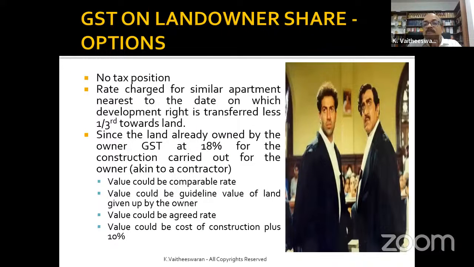So if you go by the notification 4/18 and 6/19 and say that, look, I want to go by what is there in the notifications, then your only choice would be a comparable rate. So you pick a comparable rate from the market and you apply that comparable rate. And if you apply that comparable rate and you charge the landowner GST, then this picture gives you the indication of what's going to happen.